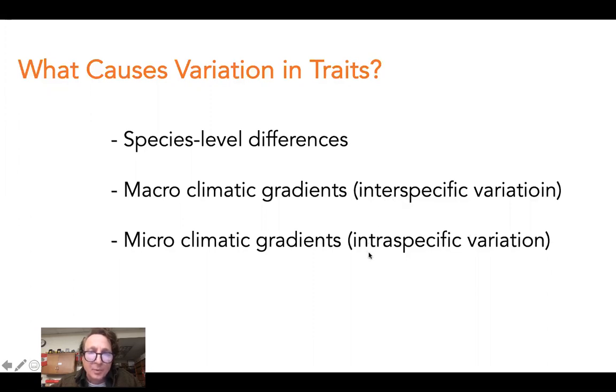But increasingly, we're now also interested in understanding intraspecific trait variation. And a lot of intraspecific variation is due to microclimatic gradients. So very local differences in soil temperature or soil moisture, or even biotic interactions that happen at a very small temporal and spatial scale. Okay. So a lot of different processes are involved in influencing species level differences at large spatial, temporal, and evolutionary scales, but also we can talk about differences at small scales.